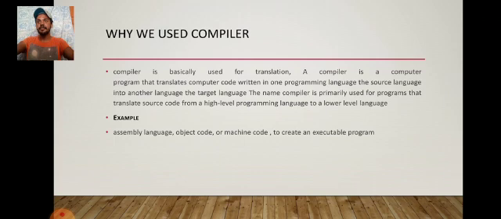So this is why we use a compiler. A compiler is basically used for translation. A compiler is a computer program that translates program code written in one programming language, the source language, into another language, the target language. The name compiler is primarily used for programs that translate source code from a high-level programming language to a lower level language, for example assembly language, object code, or machine code, to create an executable program.